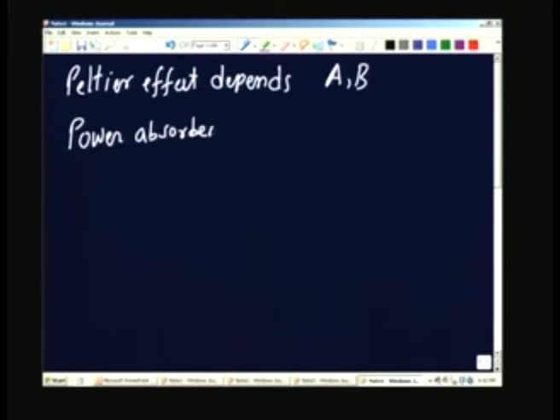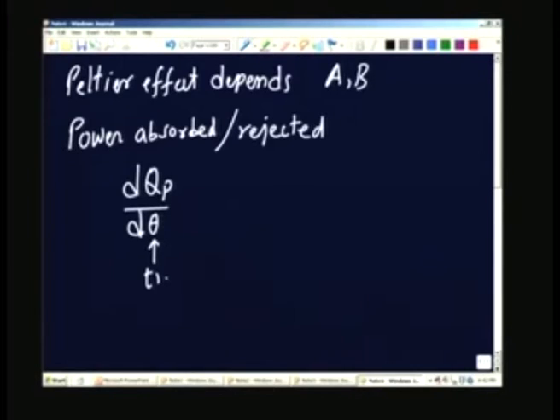of course, I have explained already that absorption or rejection will be dependent on the direction of the current, and therefore, the power absorbed or rejected is given by dq Peltier by d theta. I am going to use theta for time because T will be used for temperature. I am going to use theta as the time quantity. This will be given by pi, which is a function of the two materials AB, and the current I.